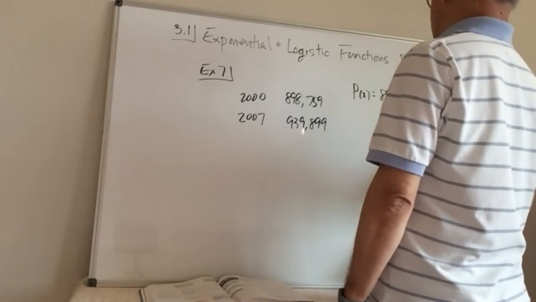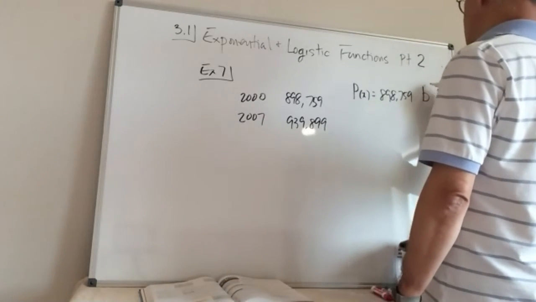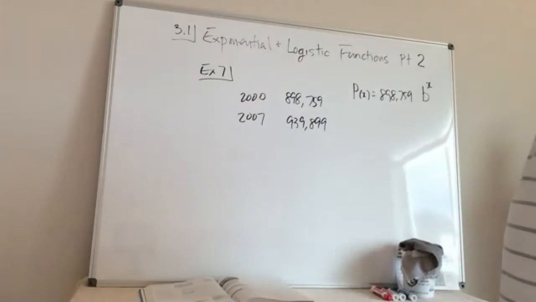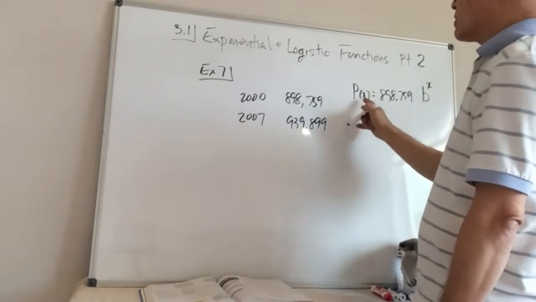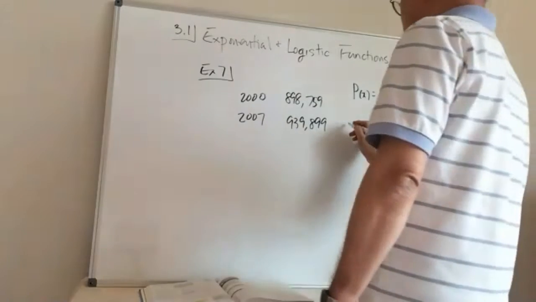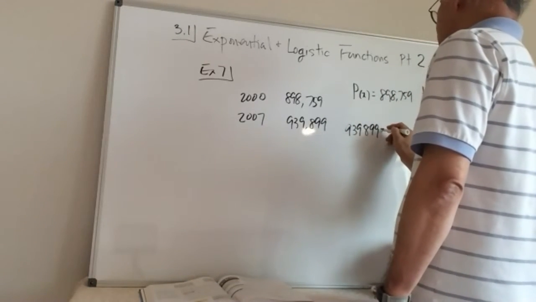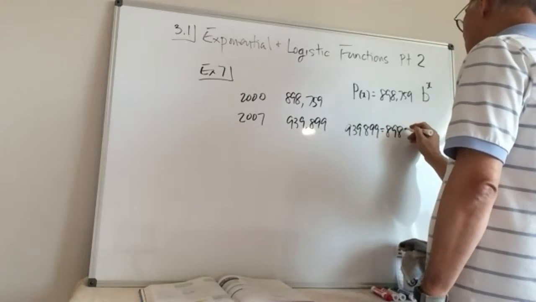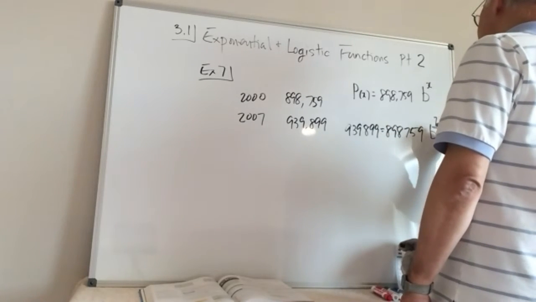And then it's going to be something b to the x, right? We need to figure out what b is, but what we do know is that when x is equal to 7 years later, I'm going to get this. So I'm going to get 939,899 is equal to 898,759 b to the 7th.